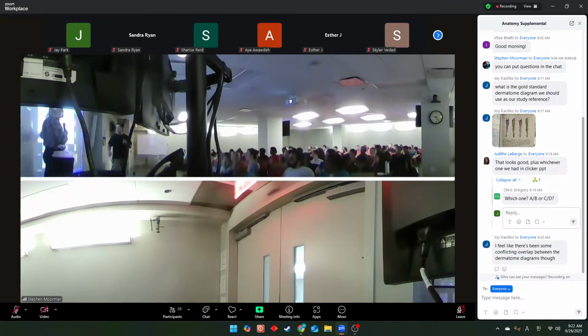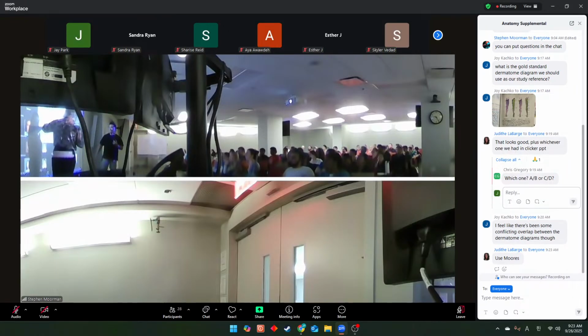They want to know which is the gold standard, A, B, C, or D. First of all, B and D are both posterior views, and A and C are both anterior views. And so what you're seeing is the variation. We will typically use C and D.